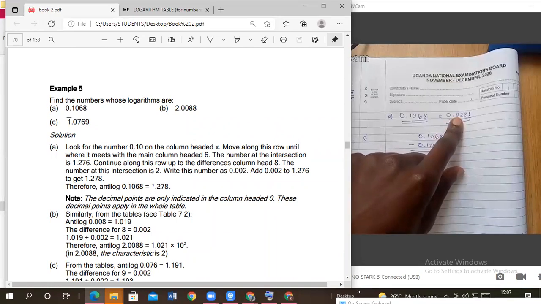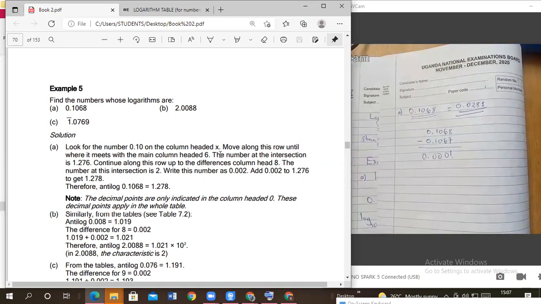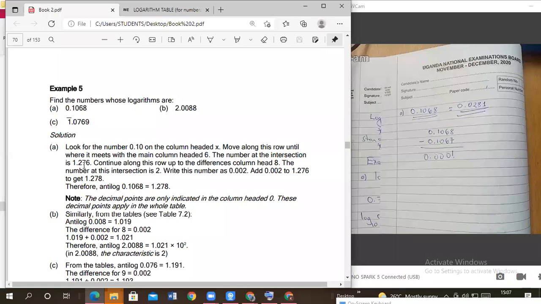I think we are the one making the mistake. So we said, look for 0.10 on the column of X, added X. Move along that row until where it meets with the main column of added 6. Then the number at the intersection is 1.276. Continue along that one, add 8. Let's go back here.